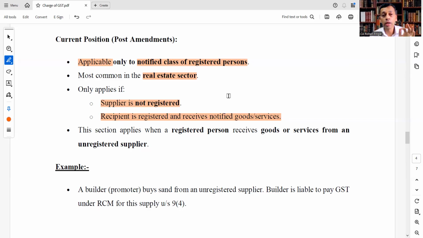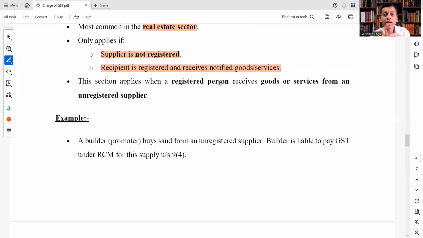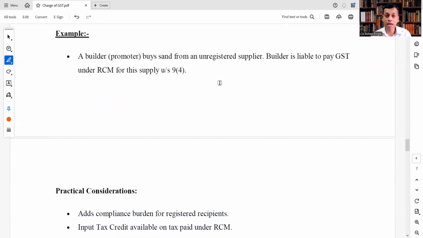Very important. It only applies if the supplier is not registered and the recipient is registered and receives notified goods or services. I mean, both these conditions need to be satisfied. Under the second point, the recipient is registered and receives notified goods or services, then only it applies. And this section applies when a registered person receives goods or services from an unregistered supplier. Let's see the examples. A builder promoter buys sand from an unregistered supplier.